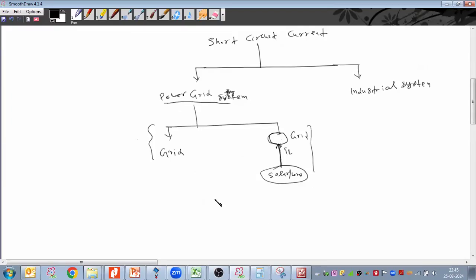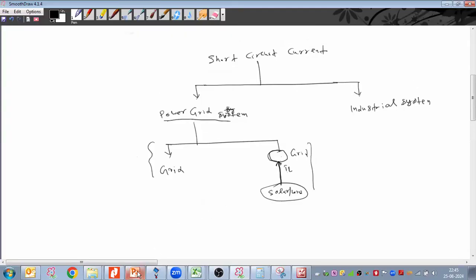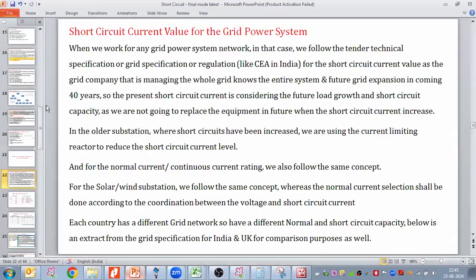Please go ahead, yes. Sir, is the input only solar, and if it is normal power generation, would it also be considered? Yes, that would also be considered, in a thermal power plant, right?